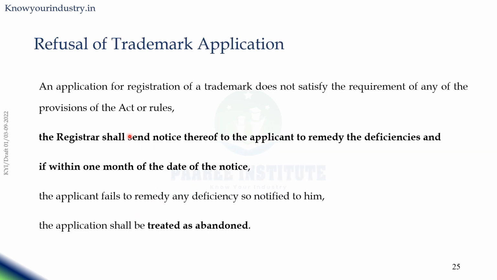in your examination report. If the examiner finds some formality deficiencies in the trademark application, then the registrar shall send notice thereof to the applicant to remedy the formality deficiencies. If within 1 month of the date of the notice the applicant fails to remedy any deficiency so notified to him, then the application shall be treated as abandoned. Within 1 month of the date of the notice, the applicant must remedy any deficiency as notified to him. Otherwise, the application will be abandoned.